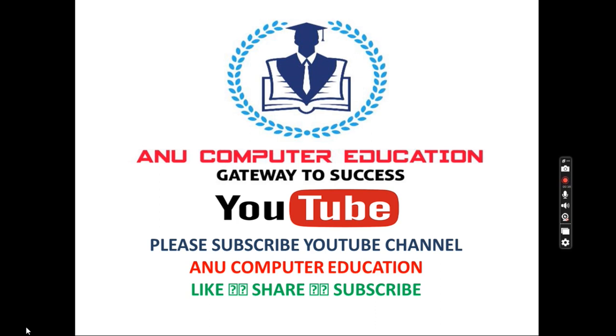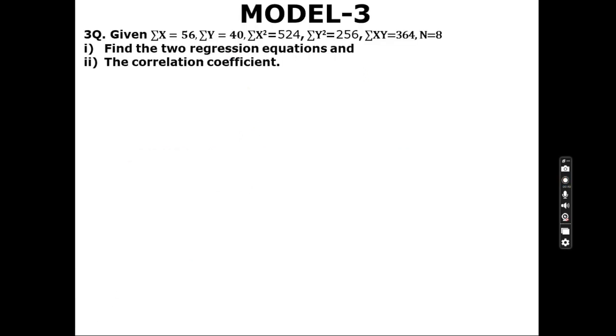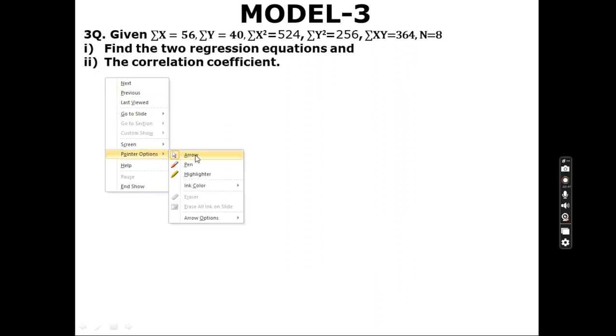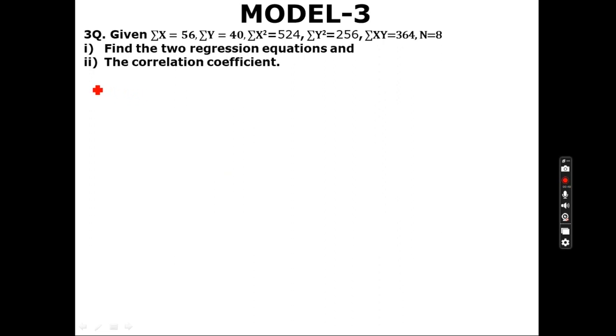Now I'll go directly to the next problem. This is a model number 3 problem. Just carefully read the question and understand this is one more model. Solution: what is given, what is asked? We have to find two regression equations, x on y and y on x, and the correlation coefficient R. For this the data is given in the problem.